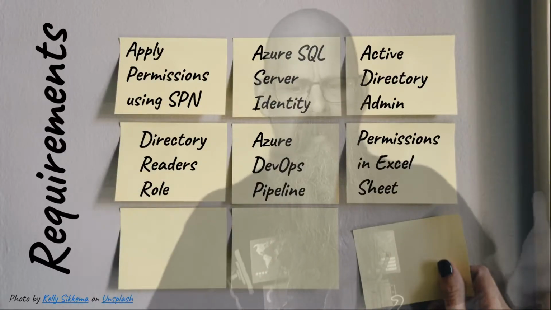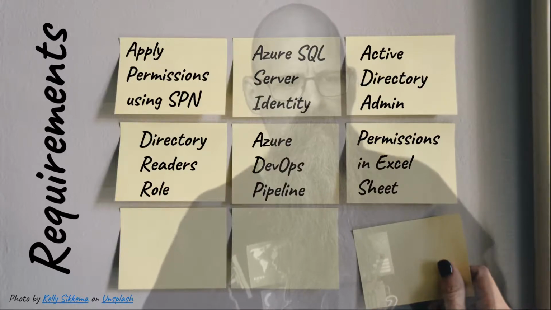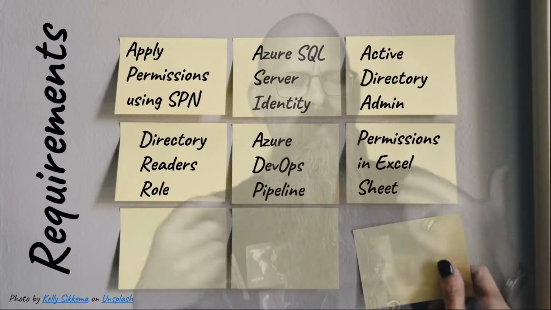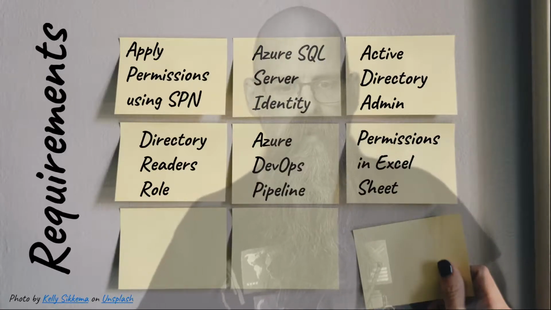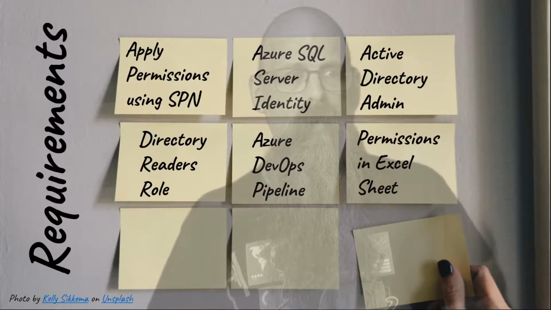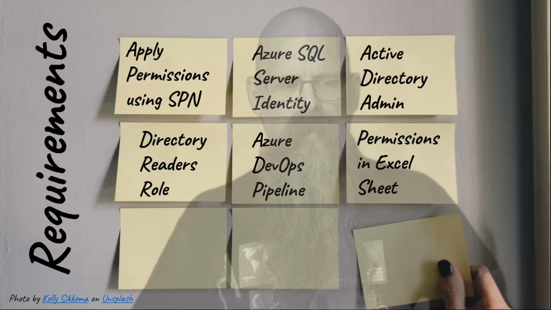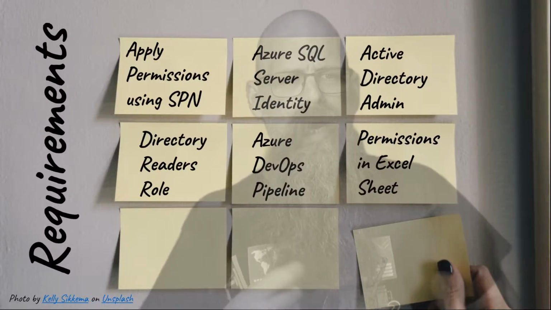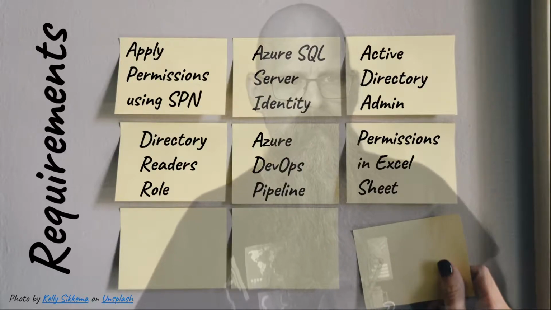So we had a list of tasks that we needed to do. We've got to be able to apply our permissions. We've got to use an Azure Active Directory connection. And because we don't want usernames and passwords, we're going to use a service principal, an Azure Active Directory object that will have permissions to run as part of the pipeline.